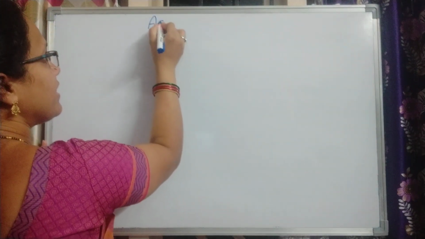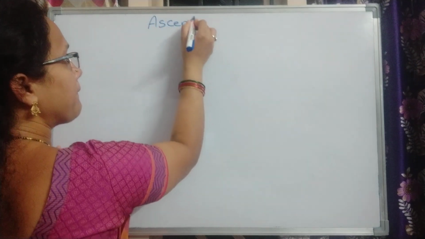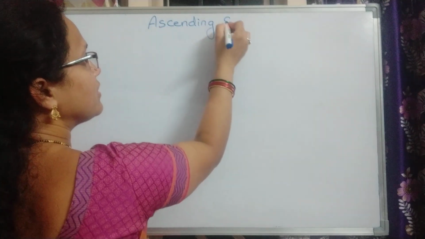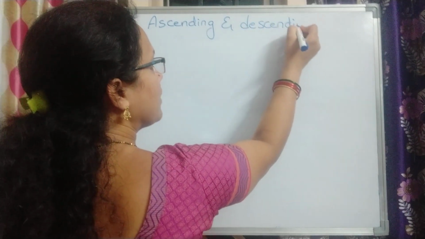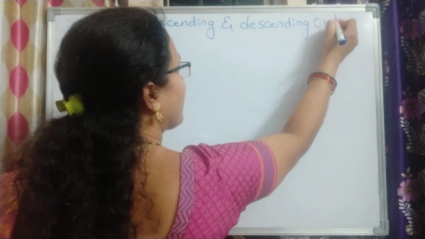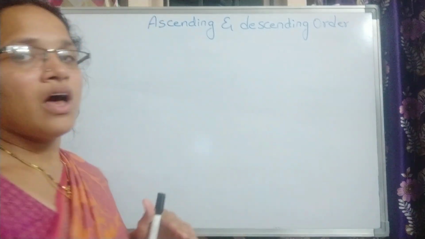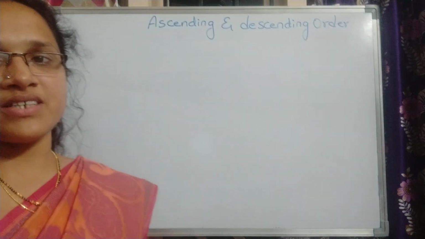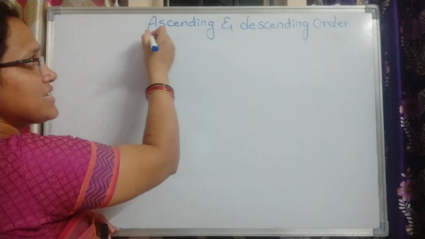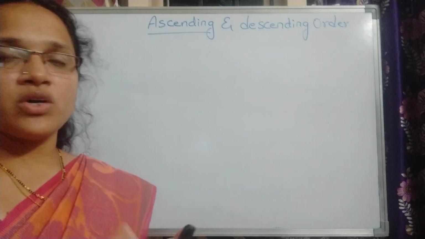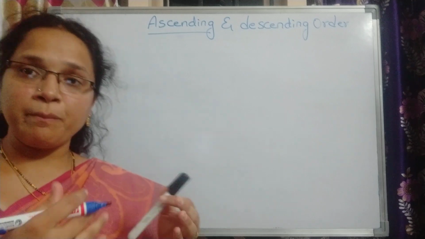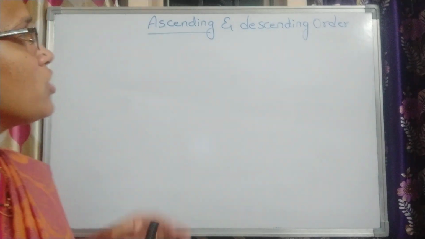So, ascending and descending order. You all know, right from your small age, you'll be learning how this ascending order and descending order exists. Ascending means writing from small to big. In the same way, descending order means from big to small. Okay. So, now how to write?